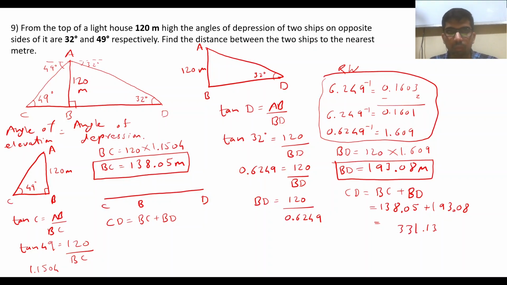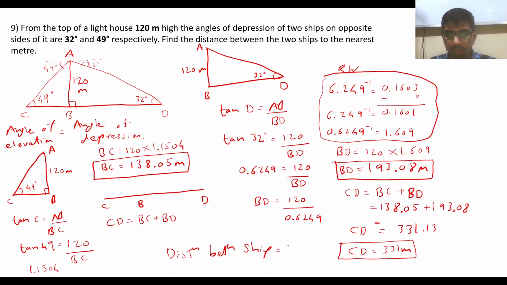3 331.13. They want to find the nearest meter. So after decimal is 1 only. So you can round down. So this will become CD is how much? 331 meters. So distance between shape is 331 meters. So they are very far away.